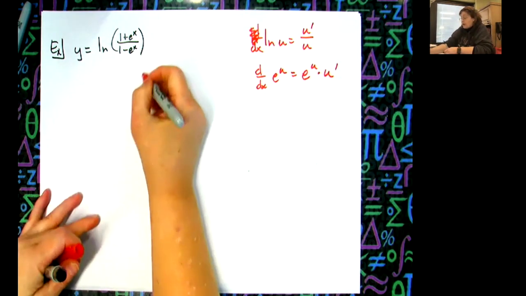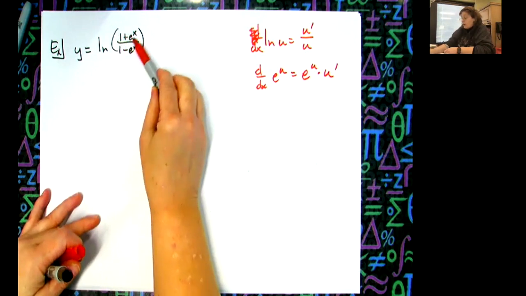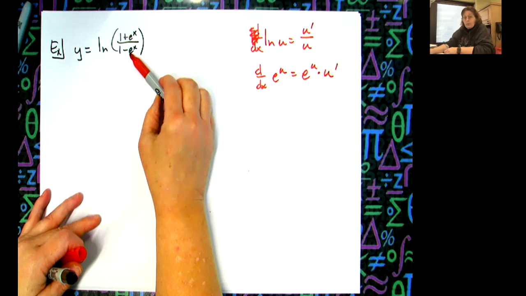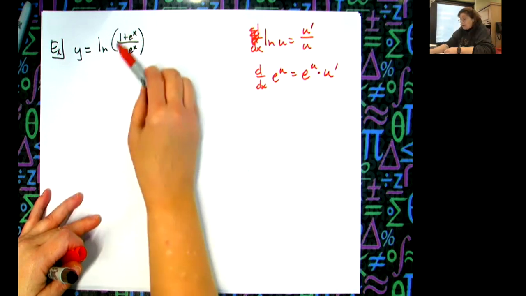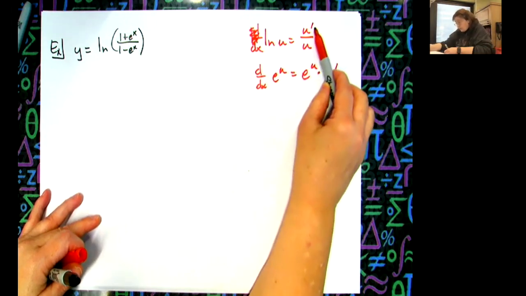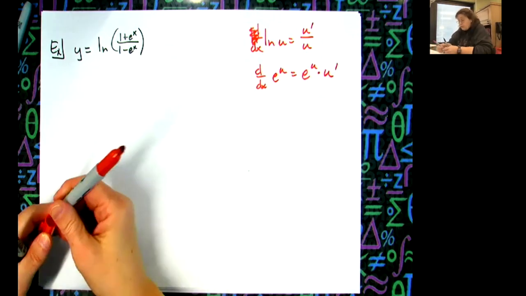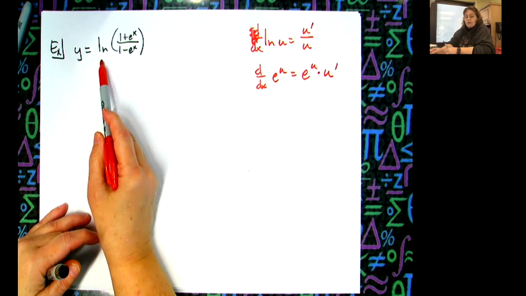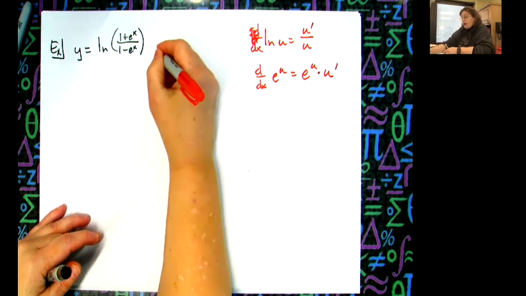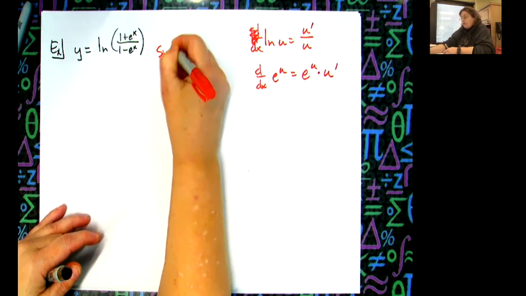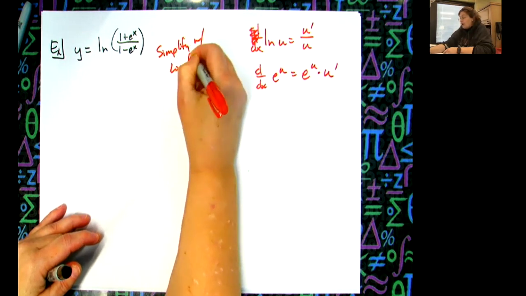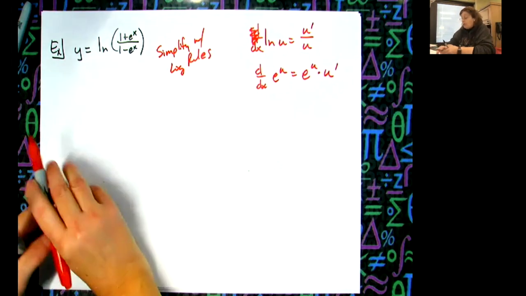Now, if I try to take the derivative of this directly, that would be the quotient rule. That'd be pretty nasty, right? If this is my u, I need its derivative up there if I were to just apply that formula. But it's a log function, so can't I simplify with log rules first? Simplify with log rules. That's going to make your life a whole lot easier.